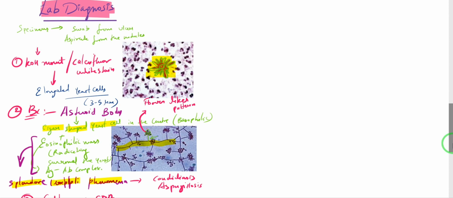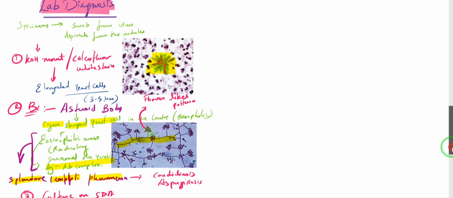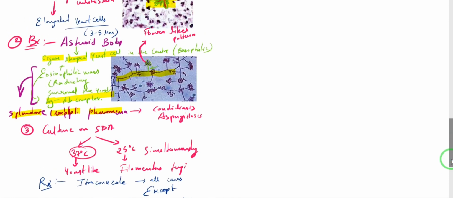So what we did was the biopsy. Okay, we did the histopathological examination, and we will see asteroid body. Okay, and you know what asteroid body is? We have a cigar shaped yeast cell in the center, and surrounding it is an eosinophilic mass which is radiating, made up of antigen antibody complex, right? But this is also not enough, because this is also seen as the Splendore-Hoeppli phenomenon. This eosinophilic mass is also seen in case of candidiasis and aspergillosis and some others, right?